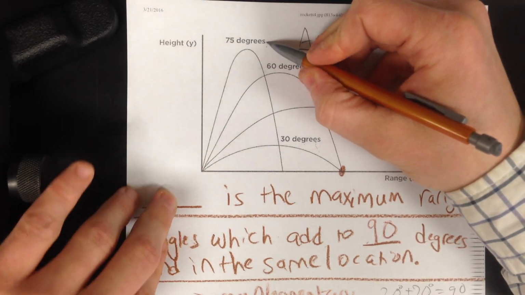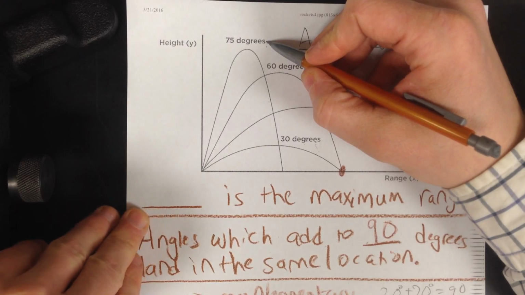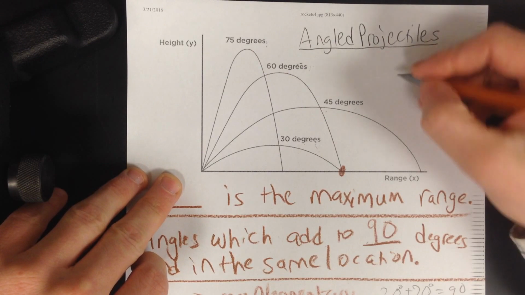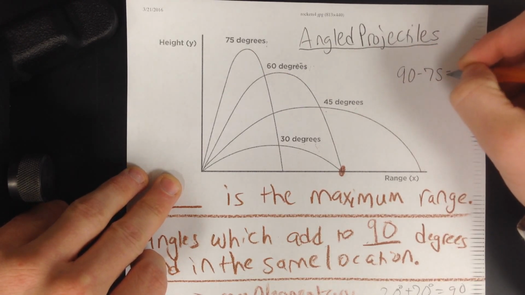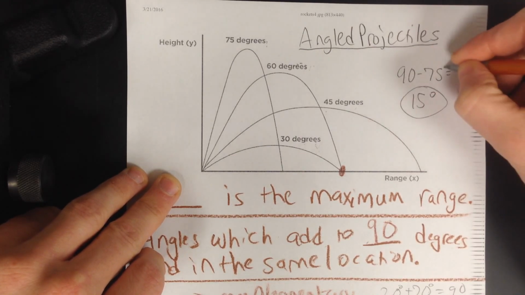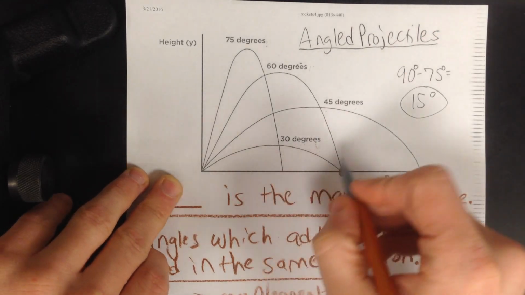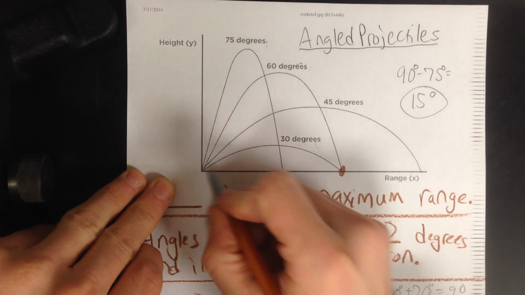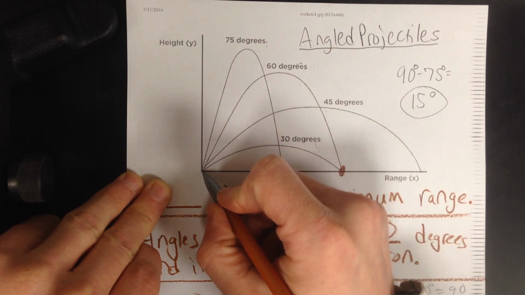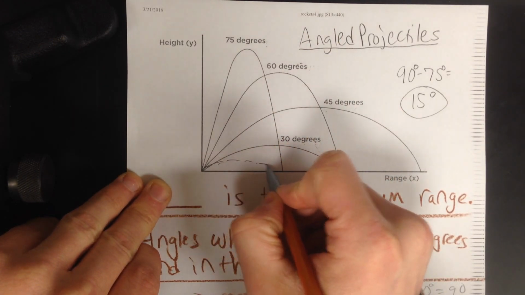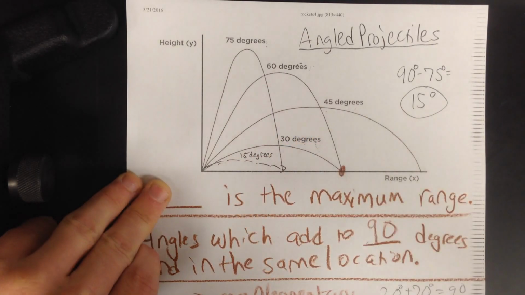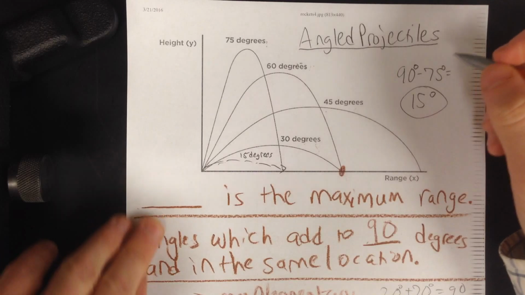So what about 75? What would land in the same spot as 75 degrees? We don't have its complement on this diagram. Well, if you do 90 minus 75, what you get is 15 degrees. So we could draw that on the diagram, and I'd like you to do that. Draw a 15 degree shot. What would that look like? It doesn't go very high. It's kind of a flat shot. Boop. 15 degrees. Right? And that lands in the same spot as 75 because they add to 90.